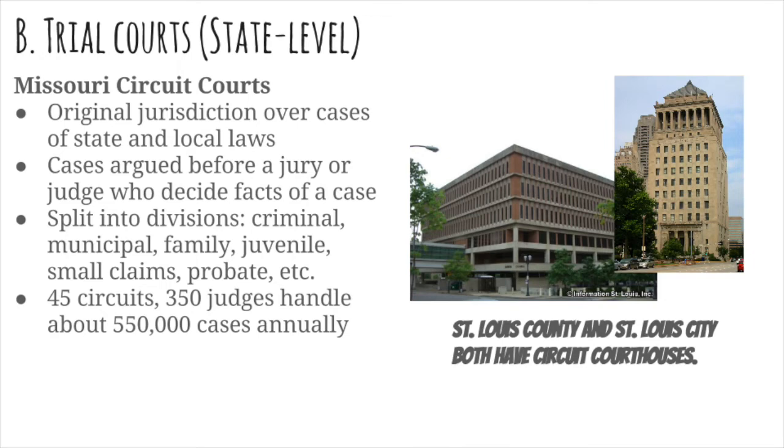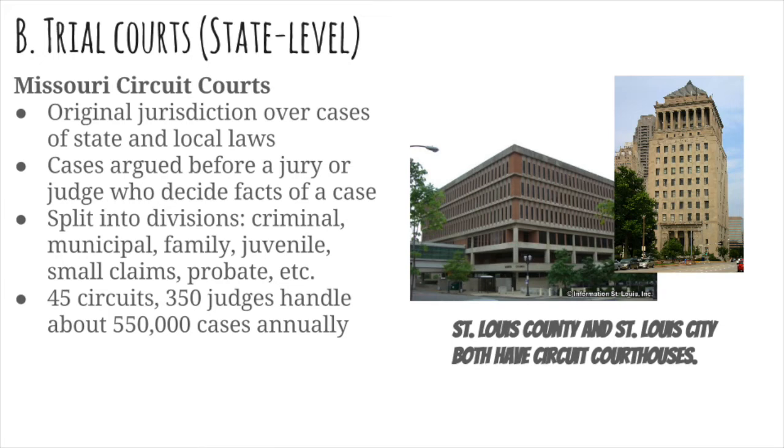Usually at the local level, they're split into divisions, such as criminal court or small claims court, where people sue each other over issues of under a few thousand dollars, probate courts that handle wills and estates when people die, but there's all kinds of different ones. Municipal courts are all over. Those usually handle traffic tickets and that kind of thing. In Missouri, we have 45 circuits, about 350 judges, and they handle more than 500,000 cases a year. Keep in mind that most of those are pretty quickly dispatched, like traffic tickets and that kind of thing.